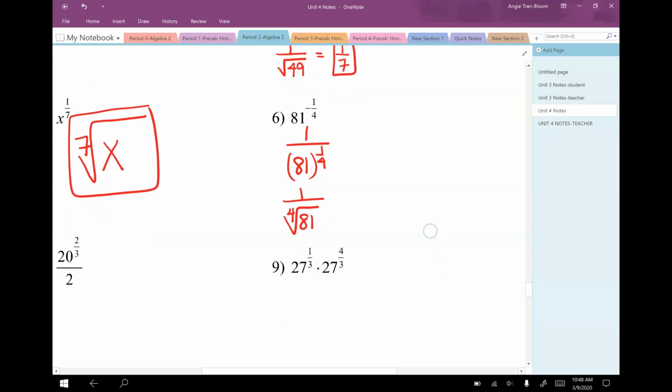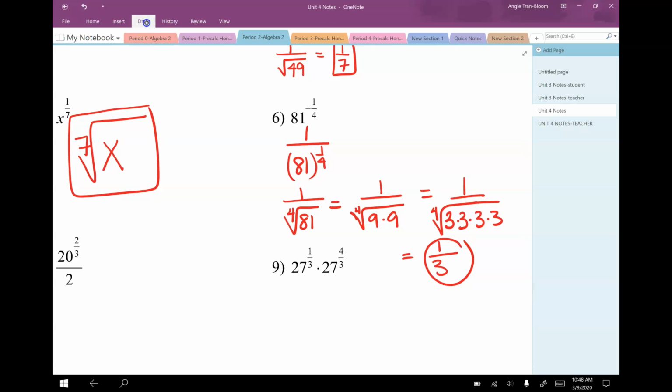Well, 81 is what times what? Yep, so I know it's 9 times 9. Well, 9 is what times what? Yep, so that's going to be 4th index of 3 times 3 times 3 times 3. Final answer should be 1 over 3.